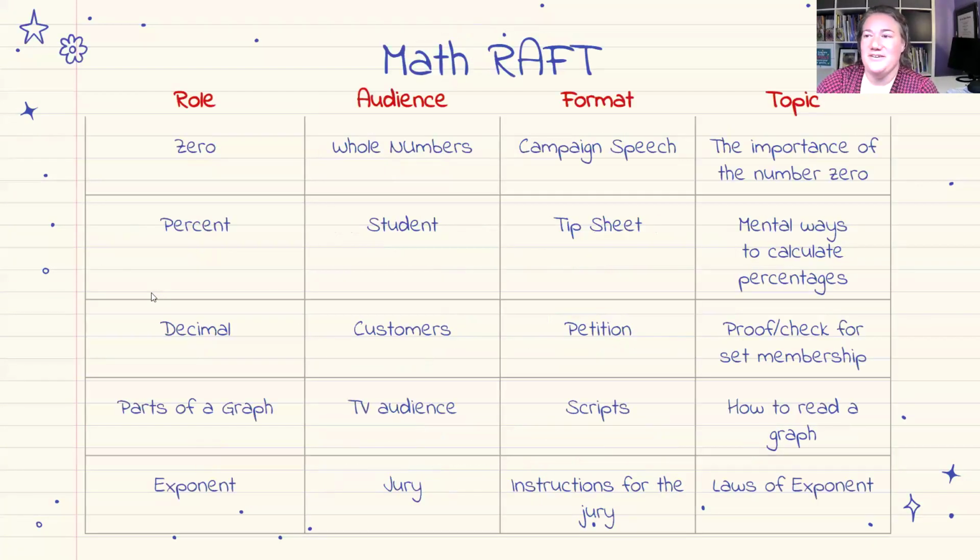So I have a bunch of example RAFTs here, and this one I love because I went to other subject area people and made them write RAFTs for me. So I love the math examples here. You're the role of the 0, trying to talk to whole numbers. It's a campaign speech, because you want whole numbers to believe that you are an important part of their existence.